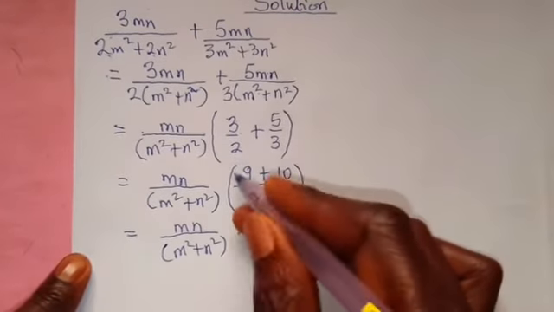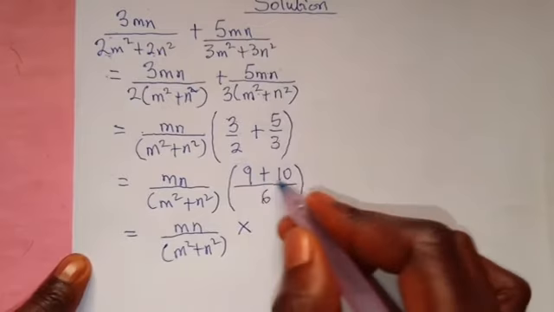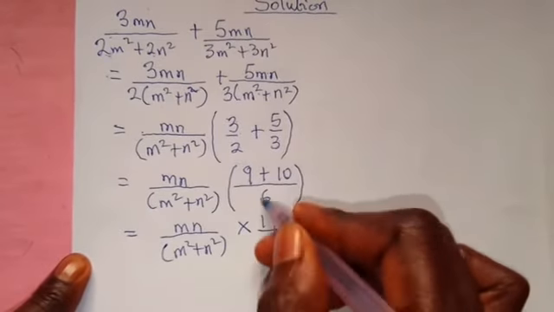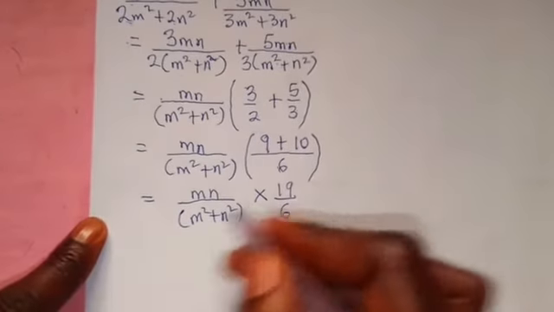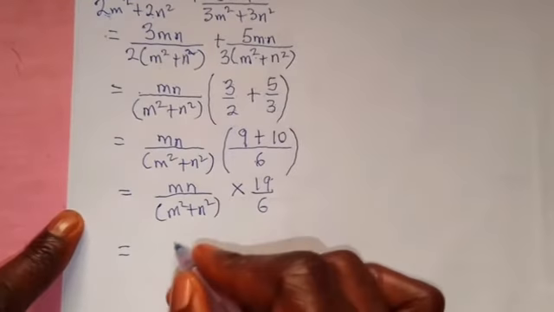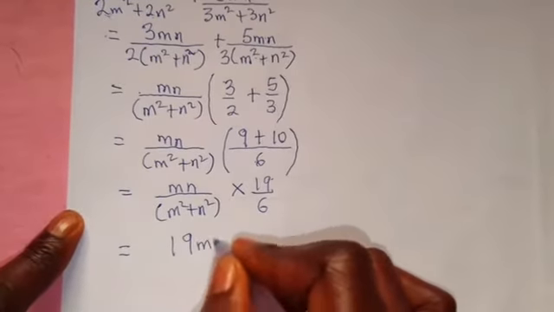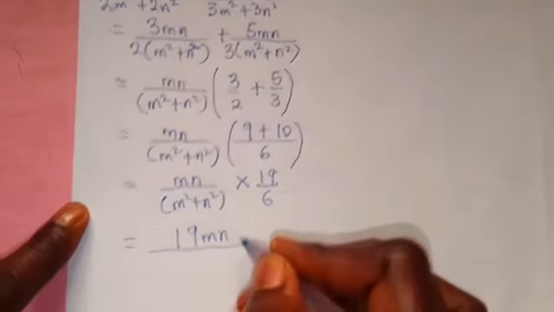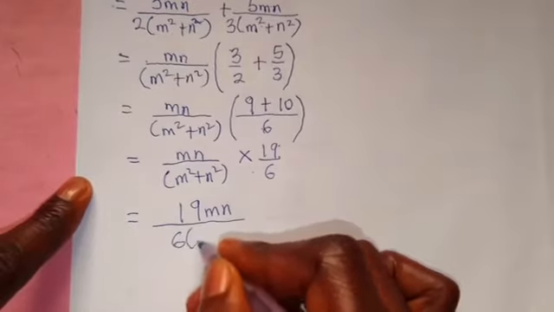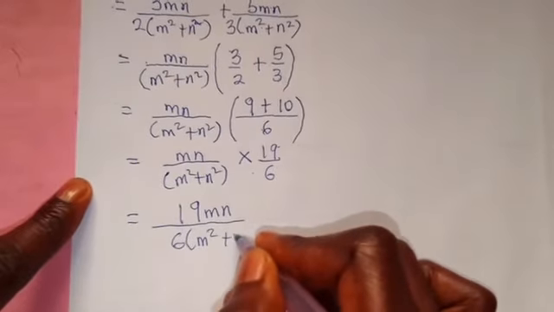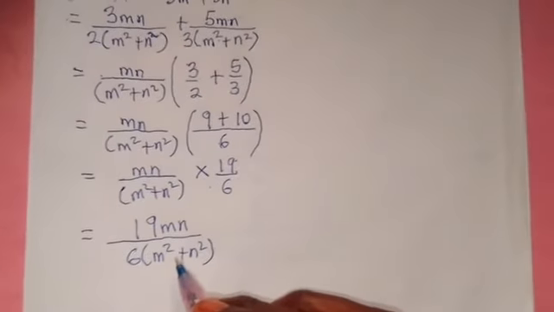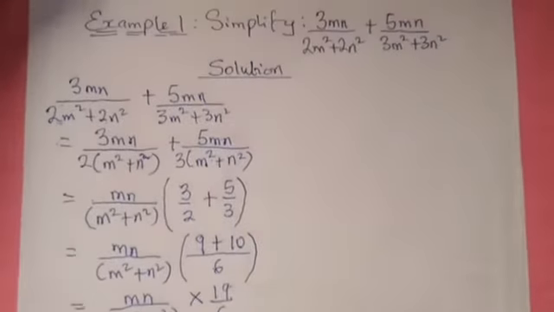Then this is multiplying, the bracket means multiplication, by the result we have here, which is 9 plus 10, that will give us 19. Then 19 upon 6. So if we put this together, 19 times mn will give us 19mn, all divided by 6 times m squared plus n squared, will give us 6 into bracket m squared plus n squared, close the bracket. So that is going to be the answer to this first example.